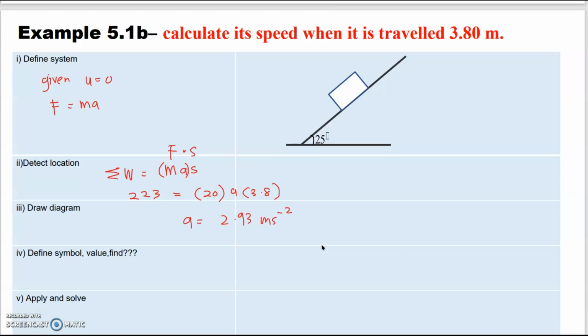Hence, by using the equation of linear motion, v squared is equal to u squared plus 2as. So v squared is equal to 0 plus 2 times 2.93 times 3.8. We get v equal to 4.72 meter per second. That's all.